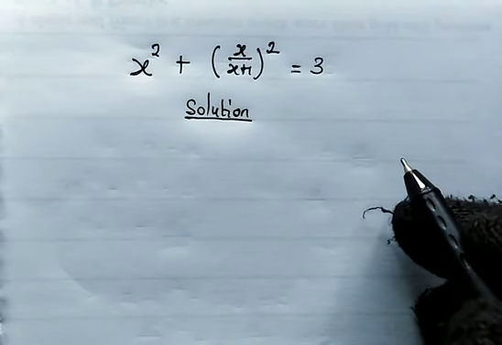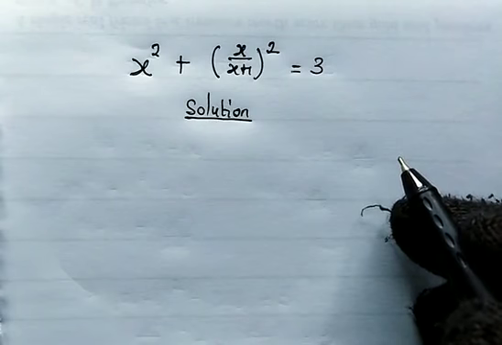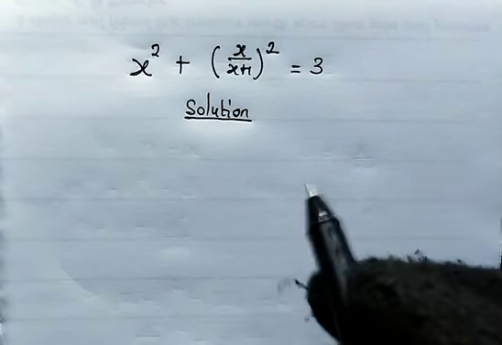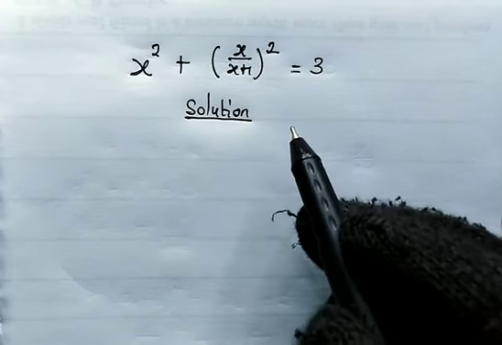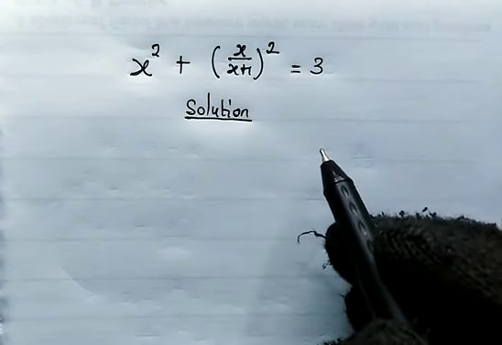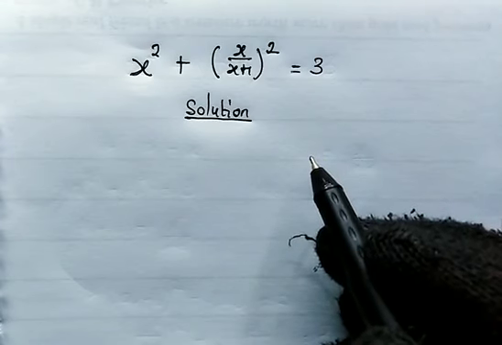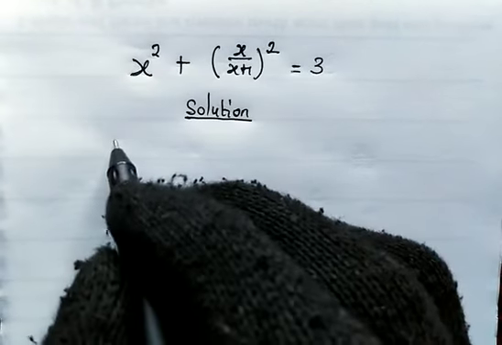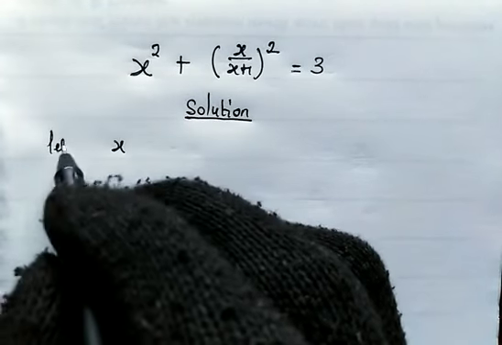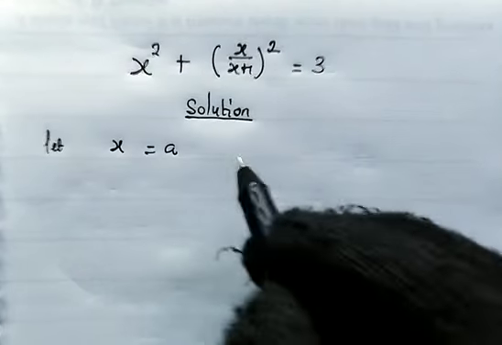Today we're going to solve the following given Canadian Olympiad math. We have x squared plus x divided by x plus 1 squared equals 3. For my solution, we're going to make substitutions, right? So let's call x, which is here, a. So we're going to let x equals a.